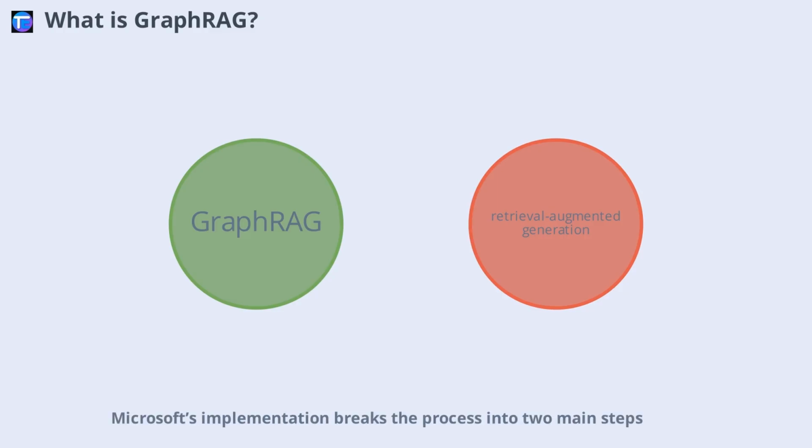Microsoft's implementation breaks the process into two main steps: graph creation, or indexing, and querying. We'll focus on these steps, using the book Penitencia as our running example. Ready to see how it works in practice?